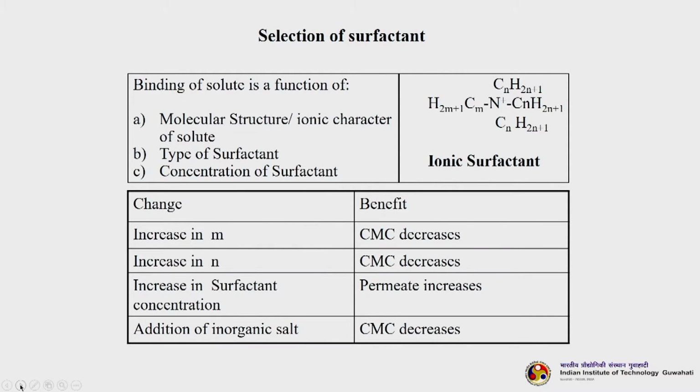So, the selection of surfactant is one of the most important parameters. Binding of solute is a function of molecular structure or ionic character of solute, type of surfactant and concentration of surfactant. So, this is one typical ionic surfactant example. You can see that when I increase M, the CMC decreases. Even if I increase N also, CMC decreases. So, with increase in surfactant concentration, permeate increases, and with addition of inorganic salt, CMC decreases.